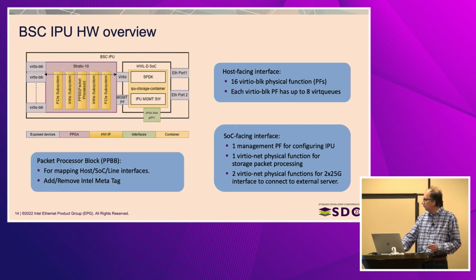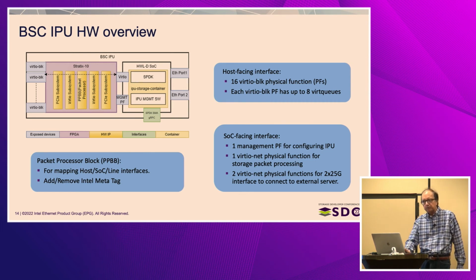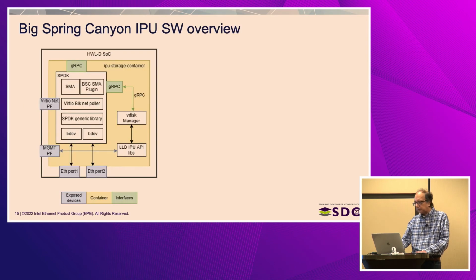There is also a block shown here in the middle called PPBB, or packet processor block. It has several miscellaneous responsibilities for mapping host, SoC, and line interfaces, but this particular hardware design also uses in-band communication through an Intel proprietary header or meta tag. So this block is also responsible for adding those proprietary headers or meta tags into the packets, and when needed, removing them from the packet. And a lot of configuration information is communicated through this proprietary tag.